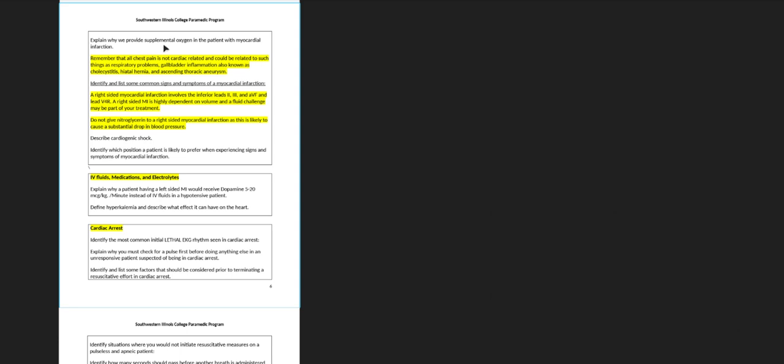Explain why we provide supplemental oxygen in a patient with myocardial infarction. So we do this if they need oxygen, we don't necessarily do it just empirically. We would do it if they were in respiratory distress or their oxygen saturation was low. Having a higher FiO2 when you're having an MI could be beneficial, because your heart needs oxygen. But we don't want to give too much, because oxygen can be a vasoconstrictor, and that's not really what we want.